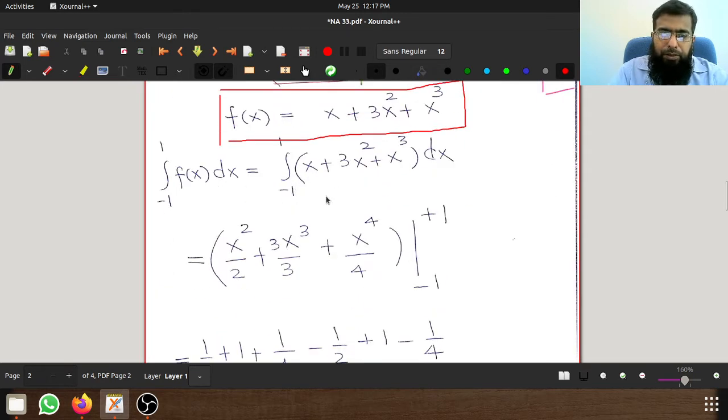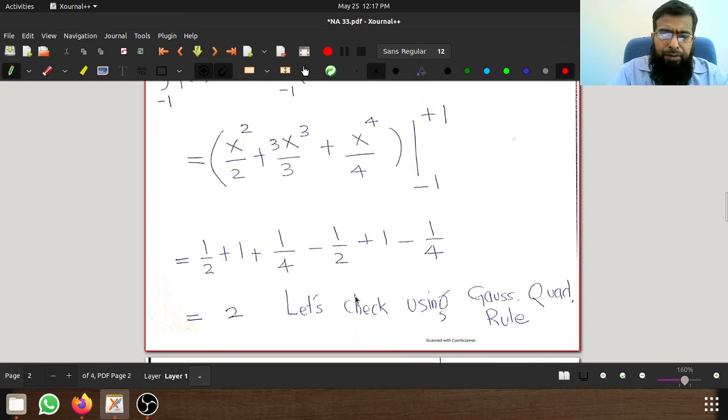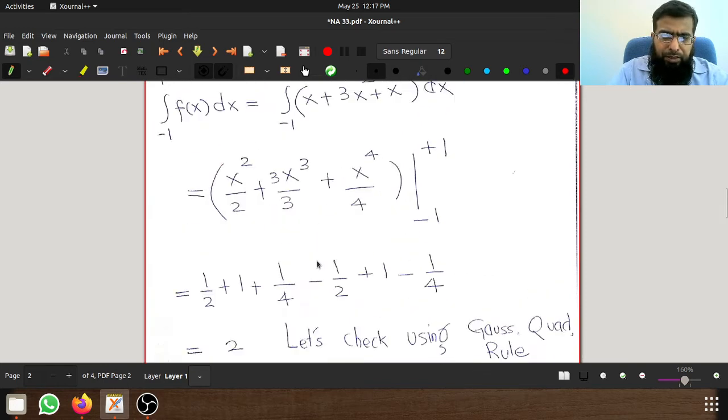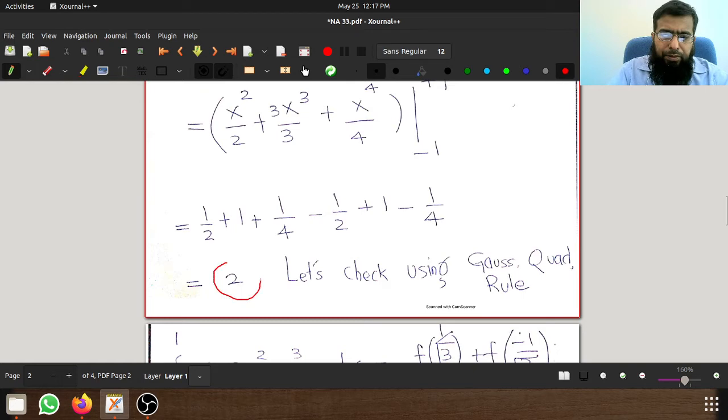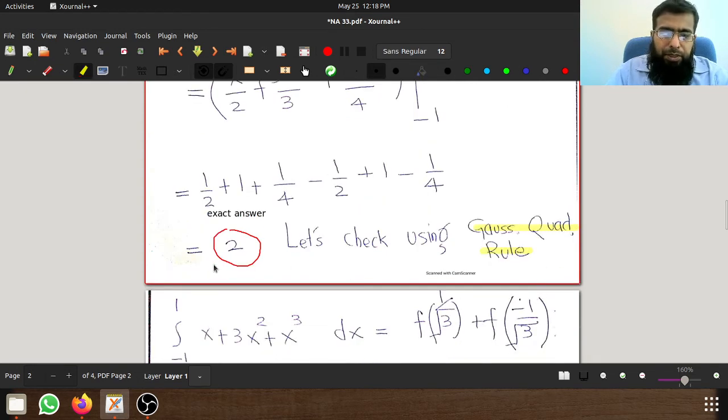Right, and we first integrated using the conventional method, and we reached the exact answer. This 2 is the exact answer. So let's now verify whether the Gauss quadrature method also reaches the same answer too. Let's verify it, let's check it.